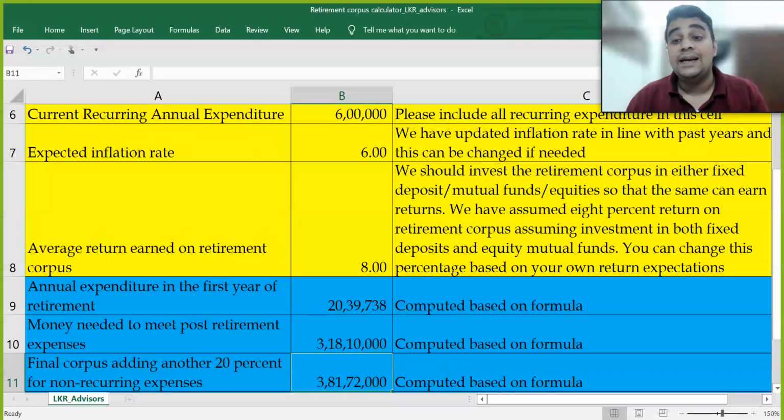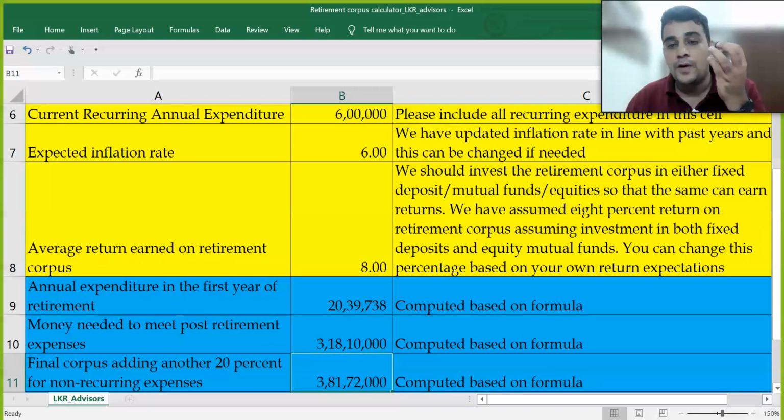This is to meet your contingencies, some post retirement expenses you can have. So 3 crore 81 lakh rupees you will need. This is to me considering the contingencies which can get added on. And how do you get this money?